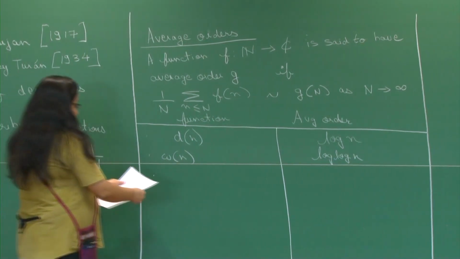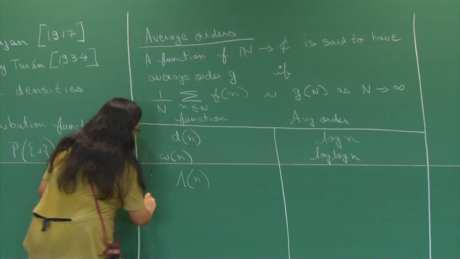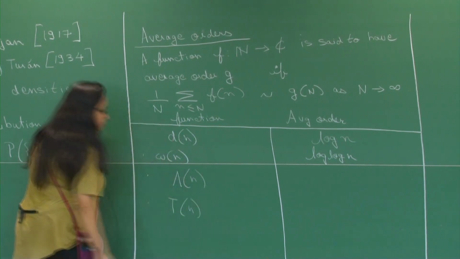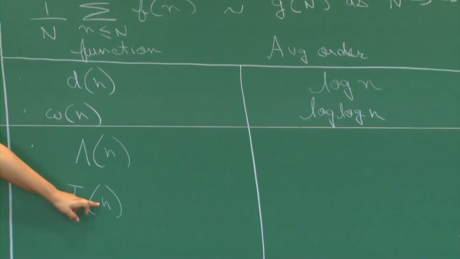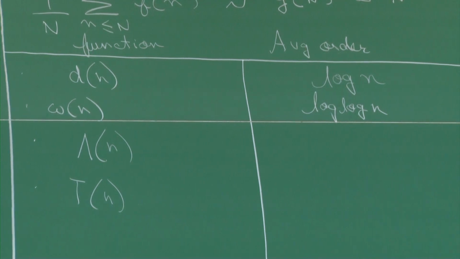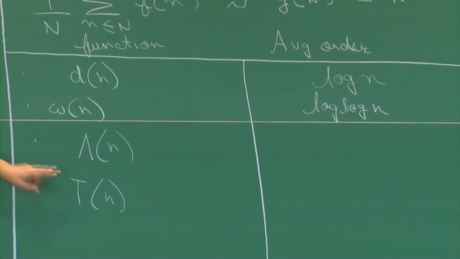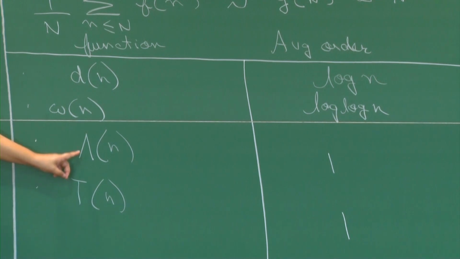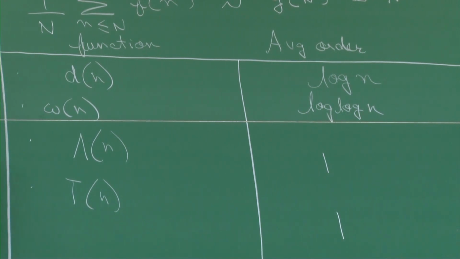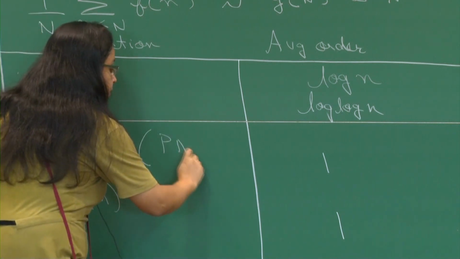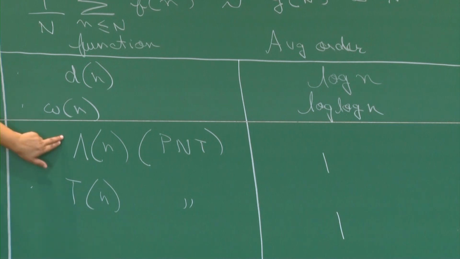Okay. Other examples: we have these von Mangoldt functions. So, lambda of n picks up log p if n is a prime power and 0 otherwise. Theta of n picks up log p exactly at the primes and 0 otherwise, but we saw that asymptotically they behave the same, and the average orders of these functions are in fact just 1, because we saw that the summation over n less than or equal to x of lambda of n is asymptotic to x as x goes to infinity, which is the prime number theorem. We have not proved it in the course yet, but by the prime number theorem both lambda of n and theta of n can be shown to have average order equal to 1.